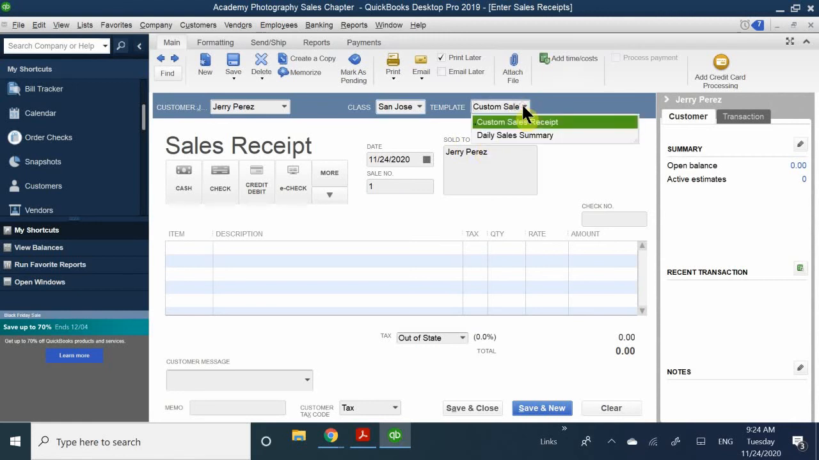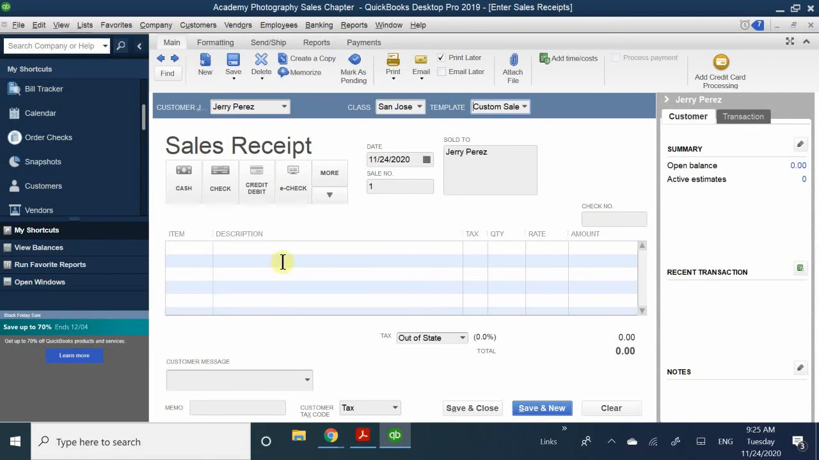When you're creating your sales form, in this case, I have daily sales summary, but I don't want that, so I'm just going to use the standard one that they gave me, the custom one. Okay. Now, the next thing is, this is where I'm going to be breaking down what the transaction was, how did it happen, and how did he pay.